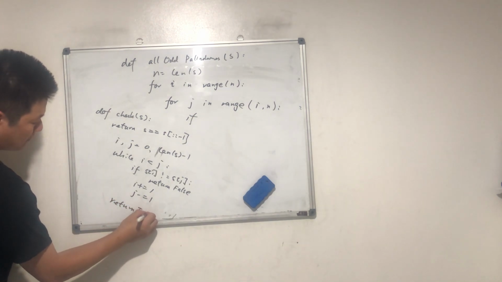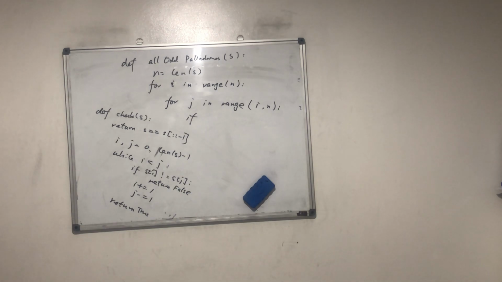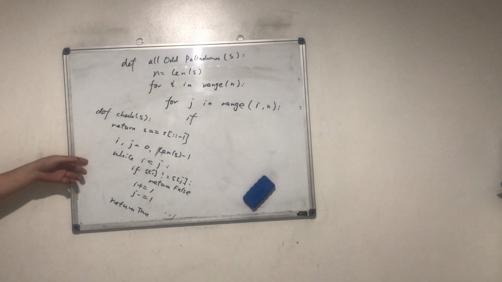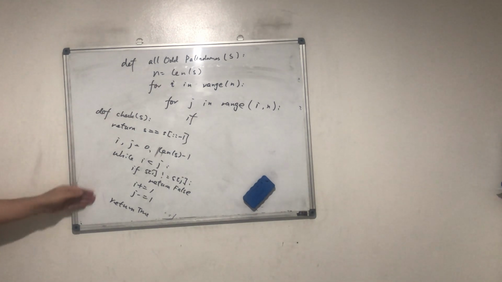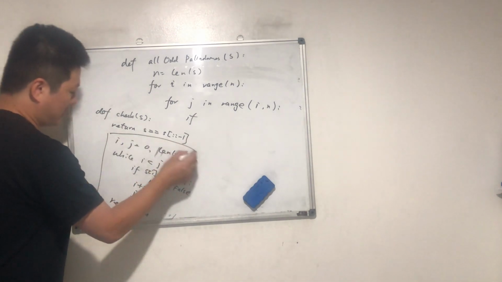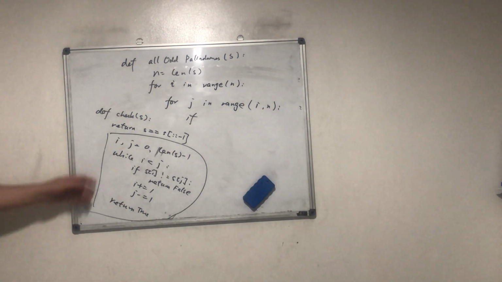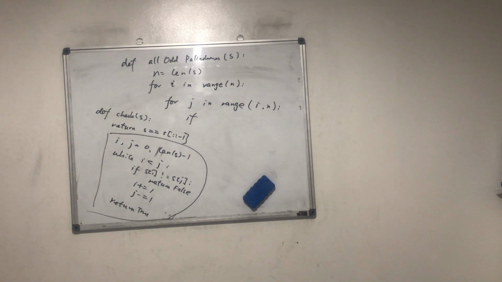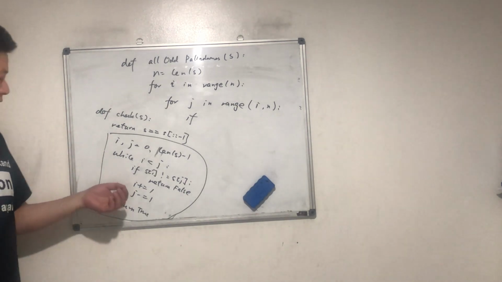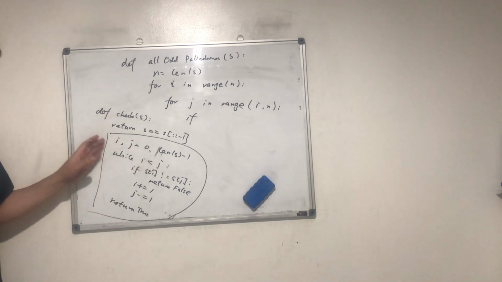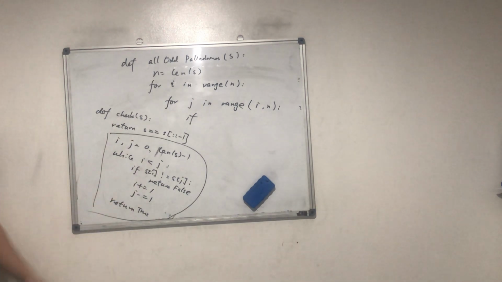Does it make sense? Look at me. What is this part doing here? What does this mean? You have this i and j. It's two pointers to check if a string is a palindrome, yeah? I know you know it. I was just checking if you're paying attention, okay?